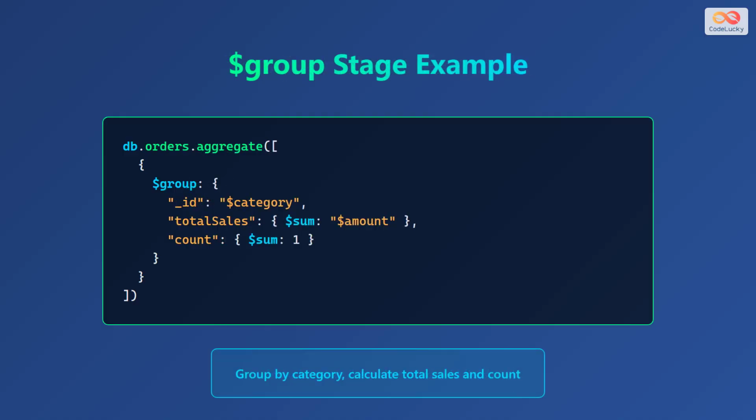Let's explore the $group stage with an example. Here we're using db.orders.aggregate with the $group stage to group orders by category. For each category, we are calculating the total sales by summing the amount field, represented as $sum: "$amount", and the count by summing 1 for each order in the category. This allows us to see the total sales and the number of orders for each category.